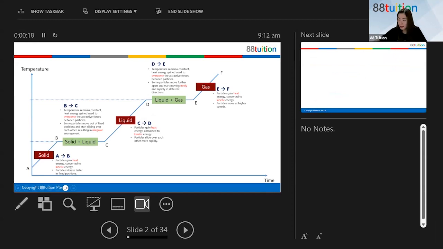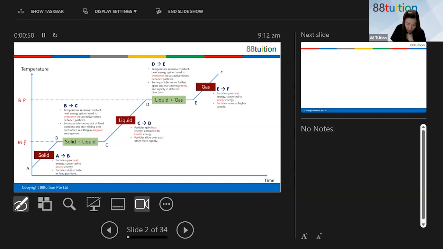So if you look at this graph, for the new students, this is a very good graph for you. Why? It's going to follow you all the way until O levels. Very useful information will be this is where you have the melting point and then the boiling point. As you start heating a solid, its temperature will rise up to a certain point where it starts to melt.